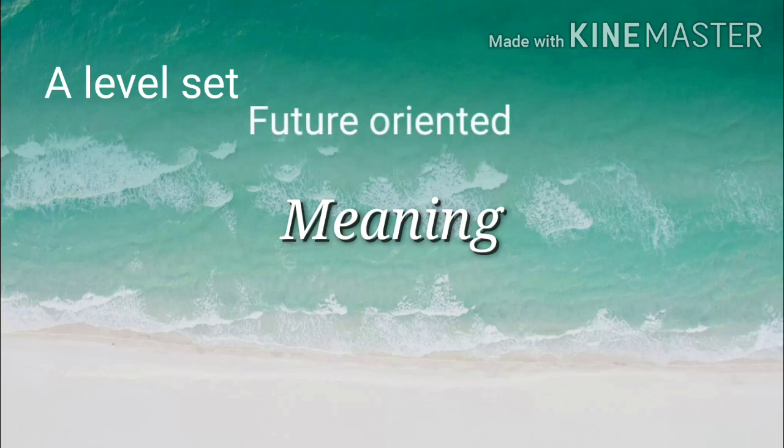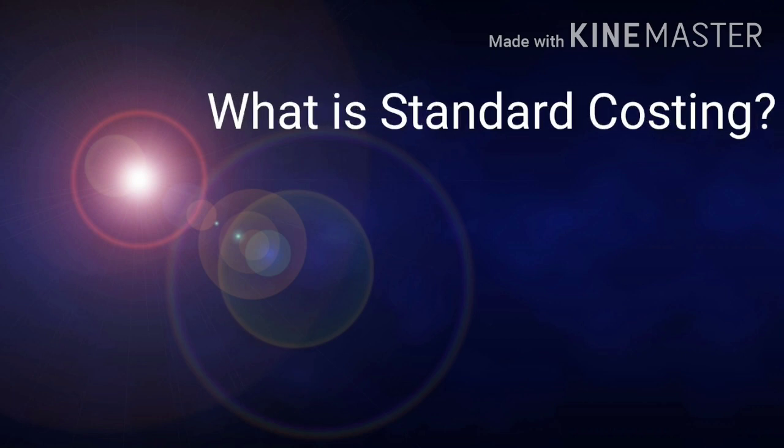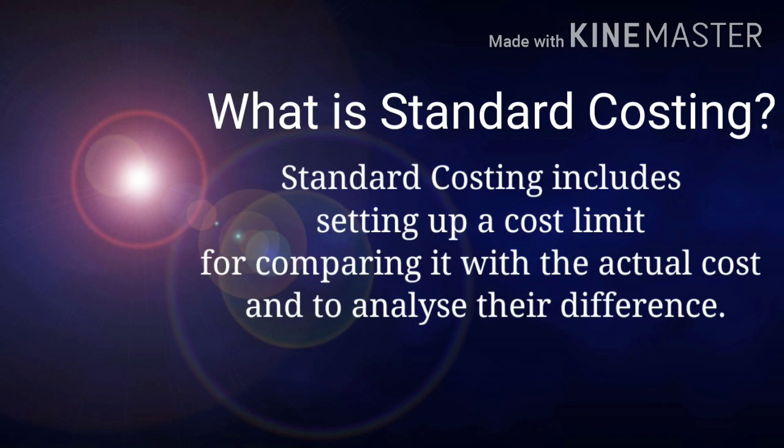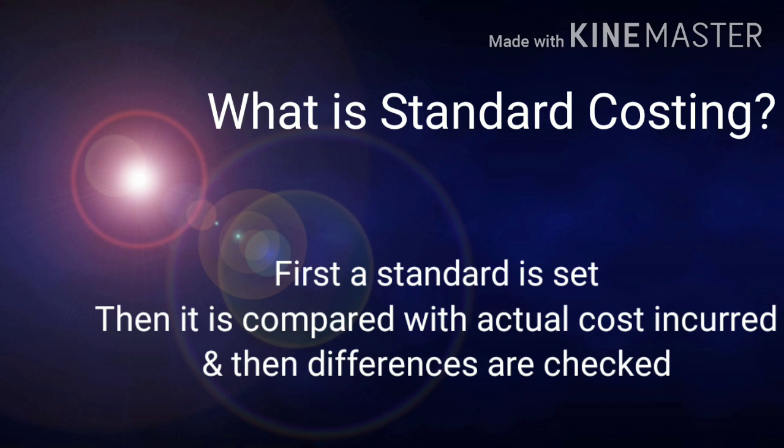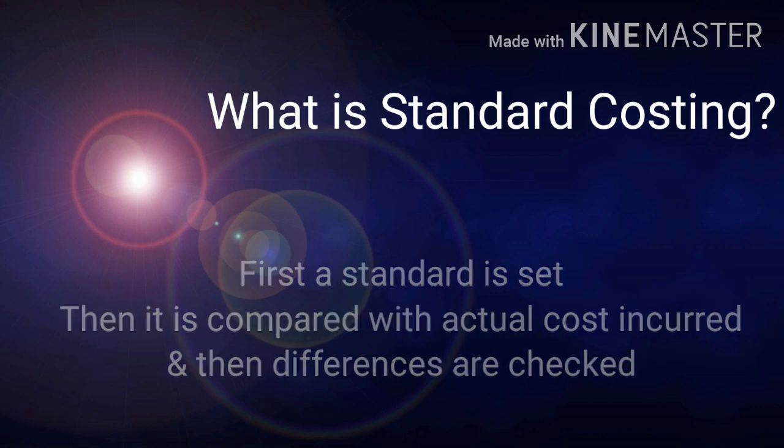It is future oriented. The standards are set before the production begins and they are compared once a production is completed in the future. Comparison is necessary, otherwise, there is no use of setting the standards. What is standard costing? Standard costing includes setting up a cost limit for comparing it with the actual cost and to analyze their difference. So basically, first a standard is set, then it is compared with actual cost incurred, and then differences are checked if any.